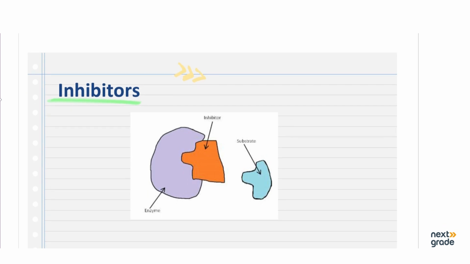Okay, so first is the inhibitor. So what is an inhibitor? Basically, an inhibitor is a chemical substance which can react in place of a substrate with the enzyme, but it is not transformed into products. No products. It is not able to transform into products, and thus it blocks the active site temporarily or permanently.